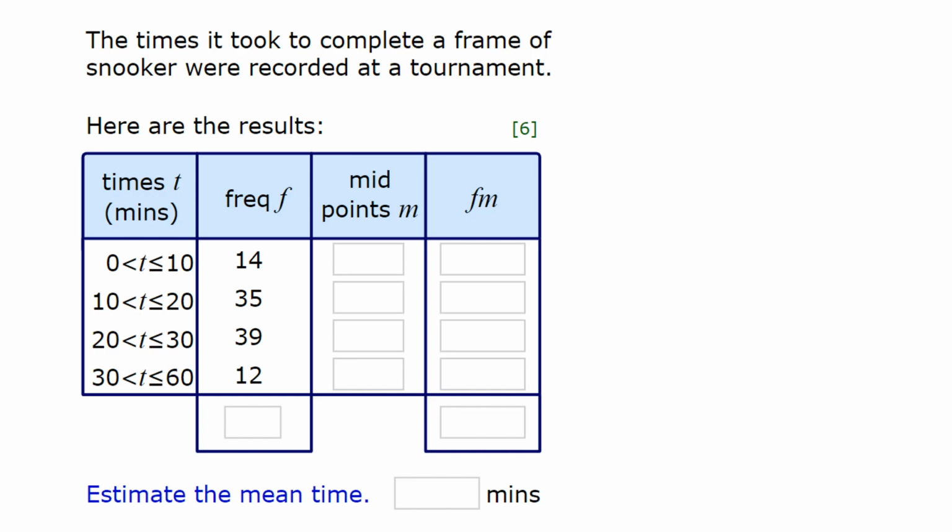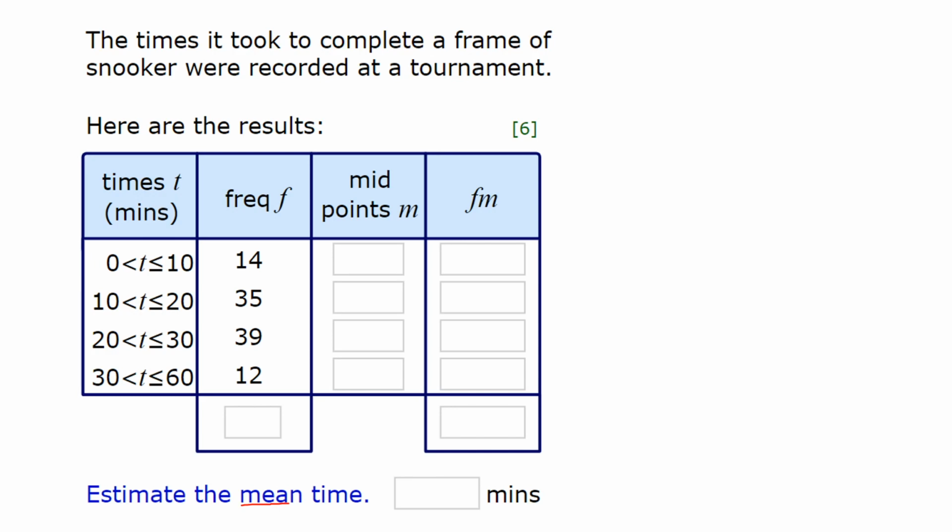Here are the results. As you can tell, because there's so much variance in the time it takes to complete a frame of snooker, we can't just say, oh, it took 18 minutes, it took 18 minutes twice, it took 90 minutes. It can take between 10 and 20, 20 and 30, 30 and 60. So to do that, we have to group the data. We can still find the mean, and here's how.